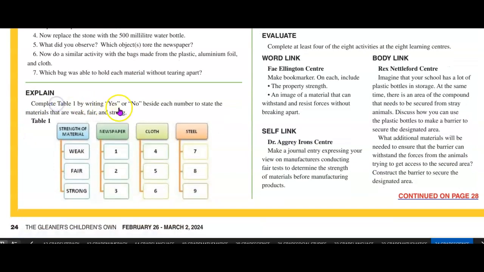Explain. Complete table 1 by writing yes or no beside each number to state the materials that are weak, fair, and strong. So strength of material: weak, fair, strong, and we have newspaper, cloth, and steel. So newspaper, weak; cloth, that would be fair, depending on what type of cloth it is, how thick it is, okay? But steel would definitely be strong.